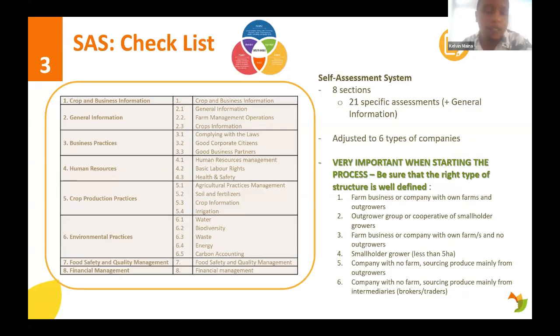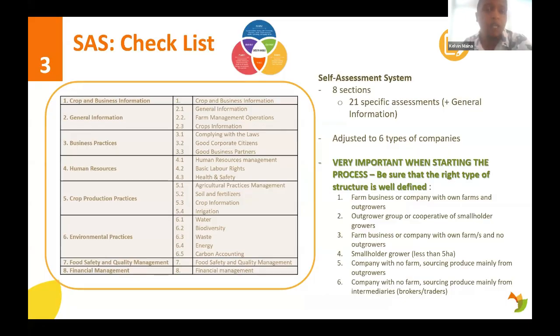Indeed, looking at the checklist, here we look at 8 very, very important sections, which include crop and business information, the general information, which looks at the operations of the company, then the business practices. Here we correct data relating to 3 particular components in terms of compliance to the law, being good corporate citizens and also business practices.